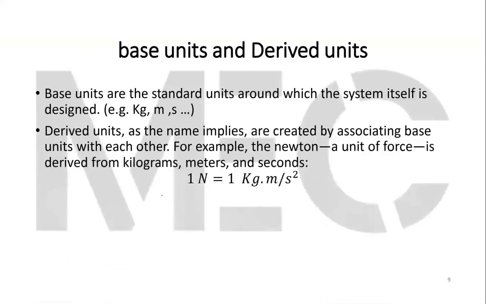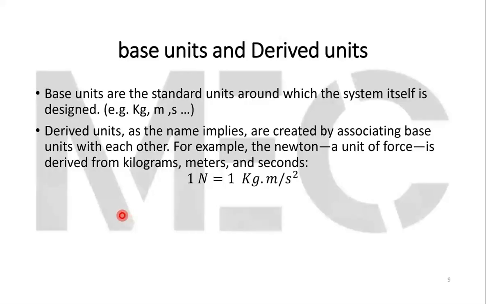Okay. Base units and derived units. Base units are standard units around which the system itself is designed. For example, kilogram, meter, second. Derived units, as the name implies, are created by associating base units with each other. For example, the Newton, a unit of force, is derived from kilogram, meter, and seconds.